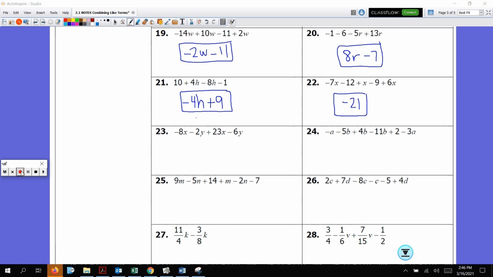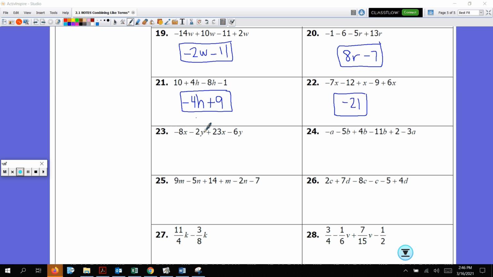All right, well, hopefully you did well. Number 19 was negative 2w minus 11. 20, 8r minus 7. 21, negative 4h plus 9. And 22 was a little crazy because when you combine your variable terms, negative 7 plus 1 is negative 6 plus 6 is 0. If you have 0x, you don't even need to write it. Save your ink, save your strength. All right, so hopefully you did really well. Let's keep moving along here.